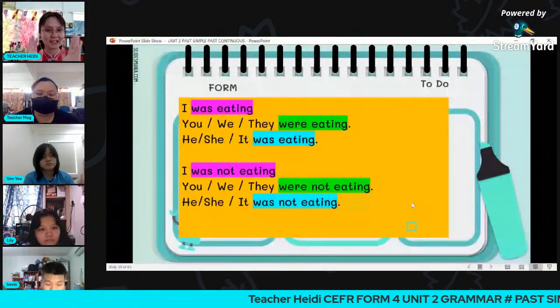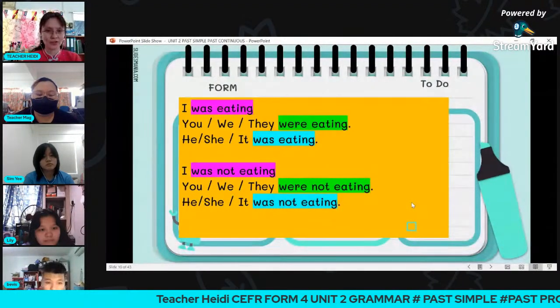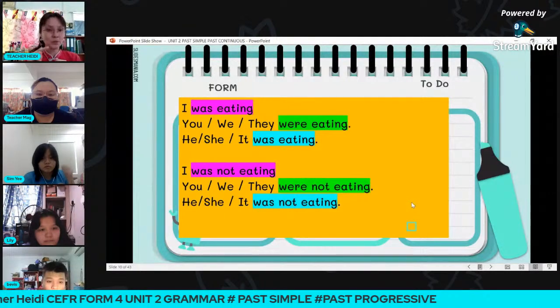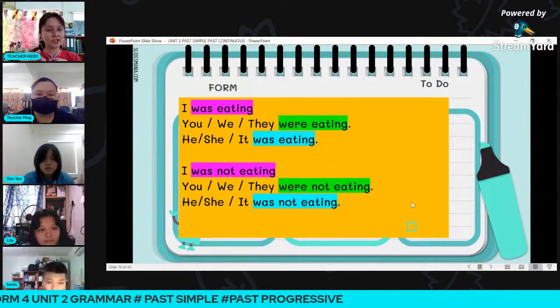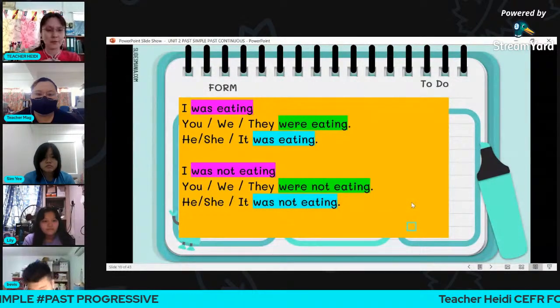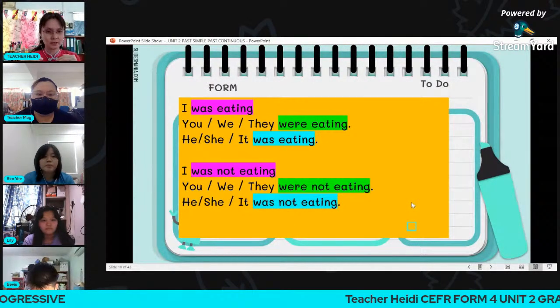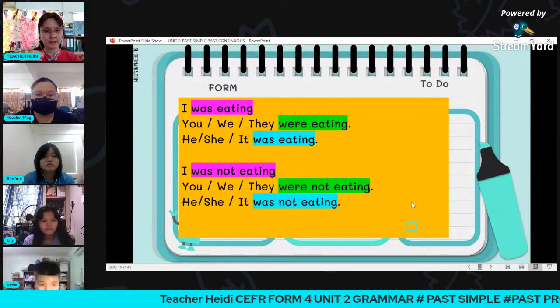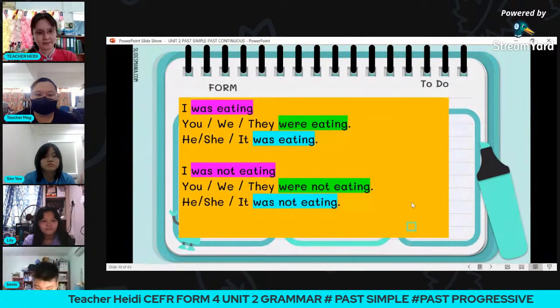That's why I need you to know this. I specifically was. You, we, they, were. He, she, it was. Okay, teacher always reminds you, you just need to remember he, she, it, because he, she, it is always the special group, that has the S at the back.